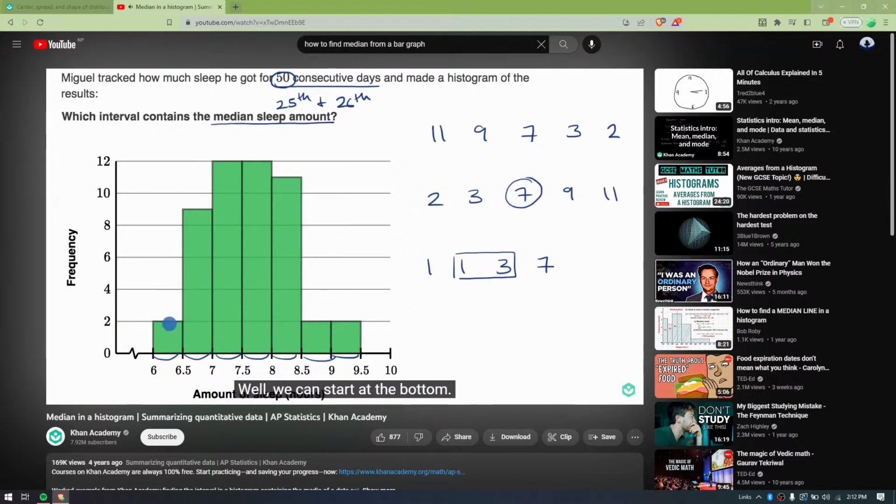Well, we can start at the bottom. So let's just look at each interval and think about how many data points they have in it. This one has 2, this one has 9, this one has 12, and I'm just reading out how many data points there are in each of these intervals. This one has 12, this one has 11, see that there? This one has 2, and this one has 2.